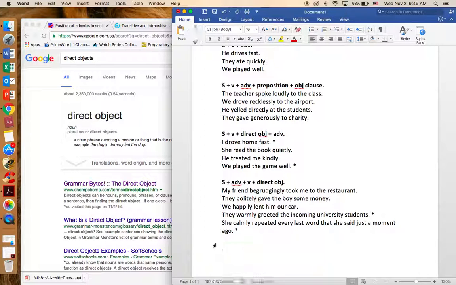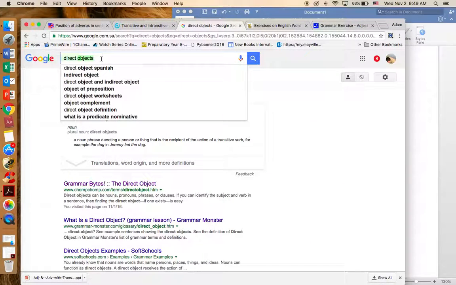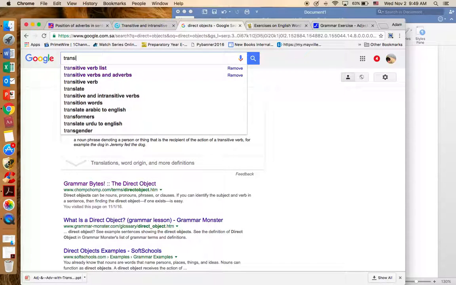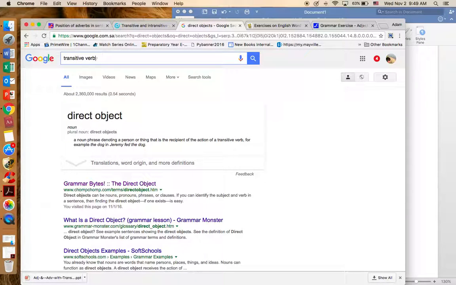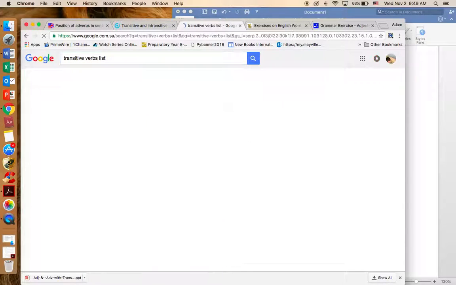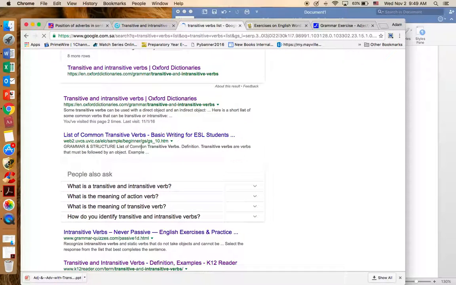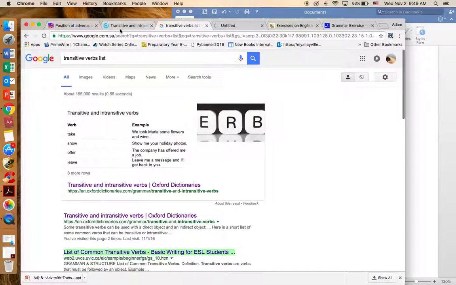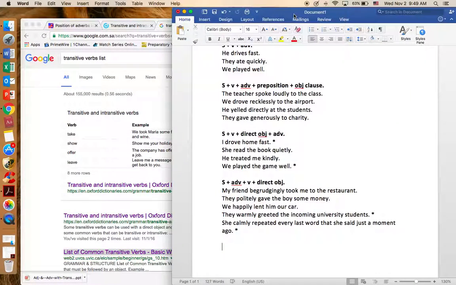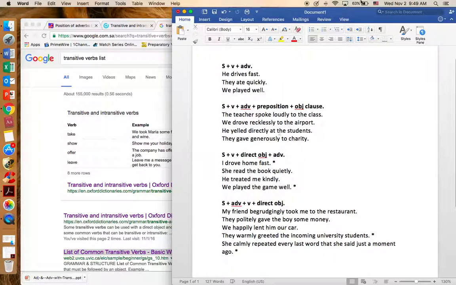Okay? If you want a list of transitive verbs, you can find many, many, many of those by just saying transitive verb list. Okay? Hopefully that helped out a little bit.